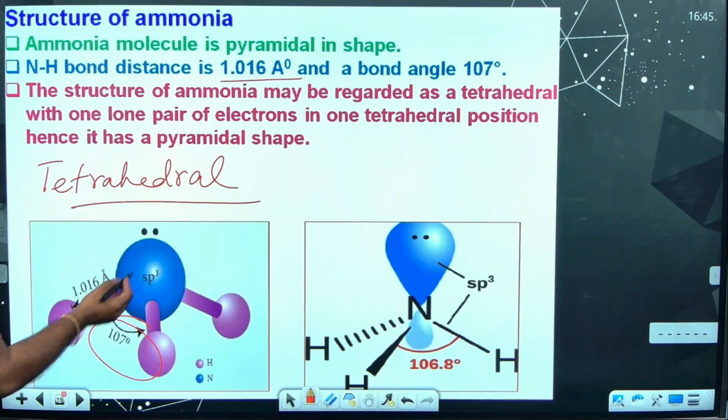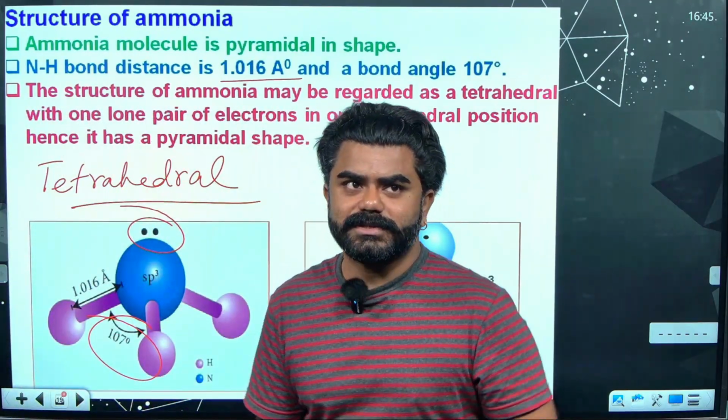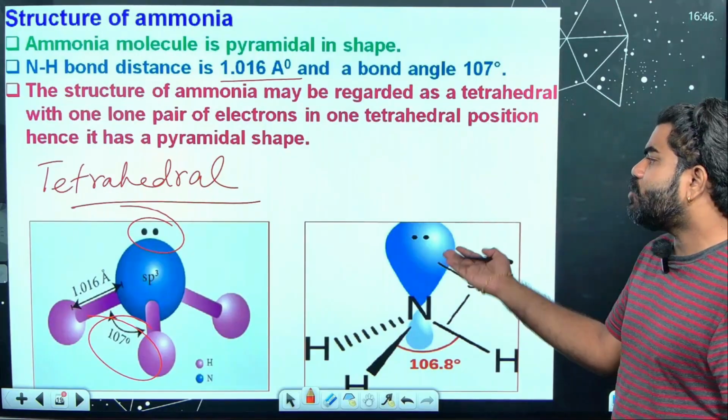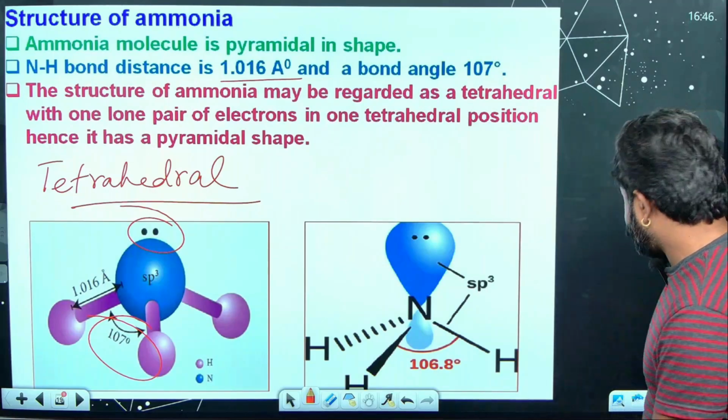Why is it tetrahedral? Because it has a lone pair also. Nitrogen has a lone pair and it is bonded to 3 hydrogens, so it is tetrahedral. Its shape is pyramidal. The geometry is tetrahedral.